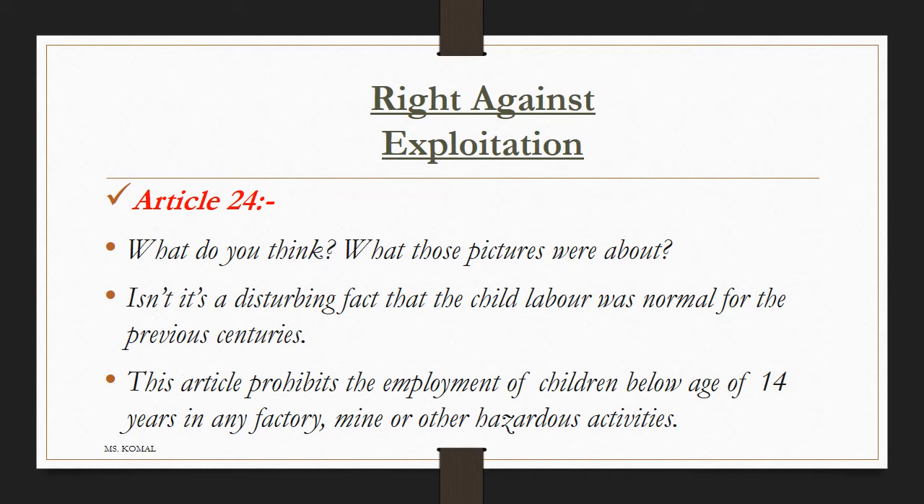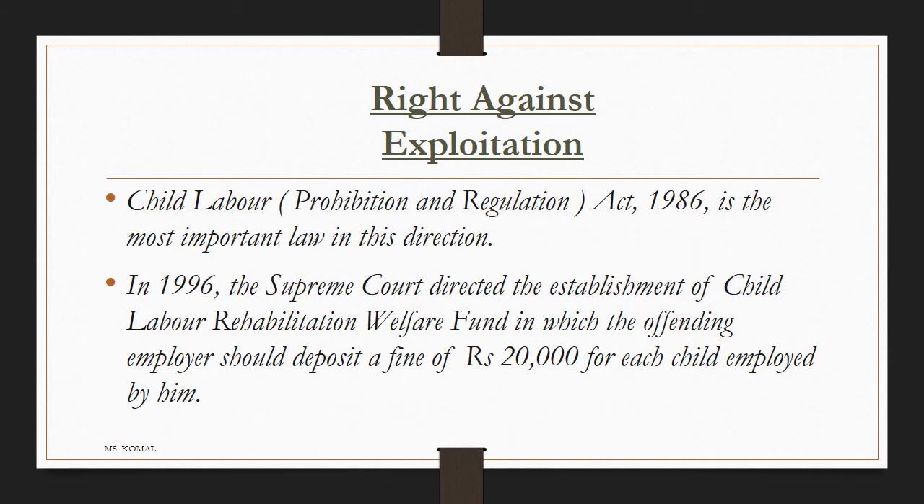Article 24 prohibits the employment of children below the age of 14 years in any factory, mines or other hazardous activities. The Child Labor Prohibition and Regulation Act 1986 is the most important law in this direction.